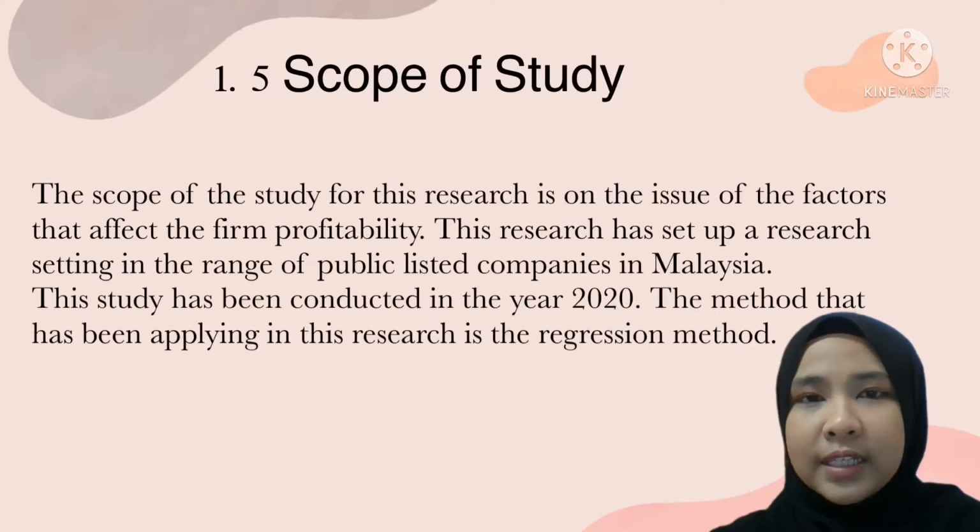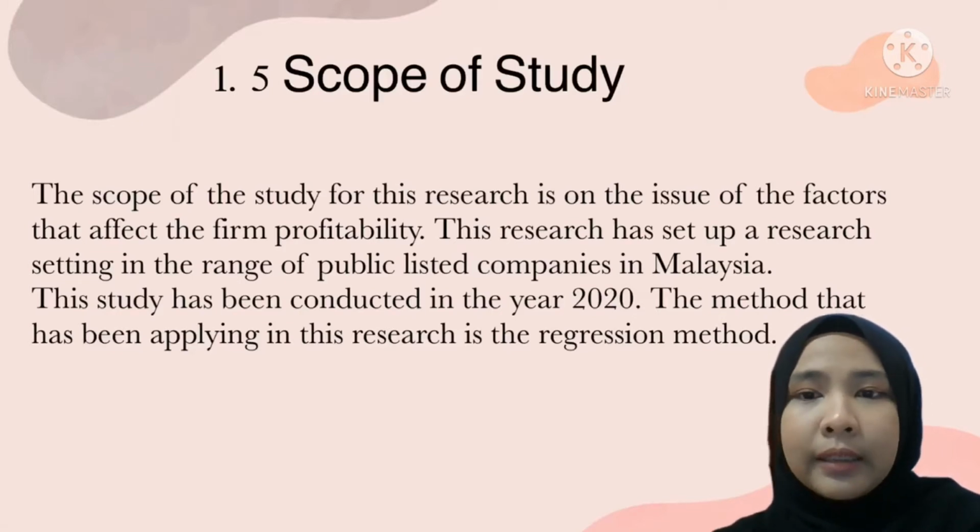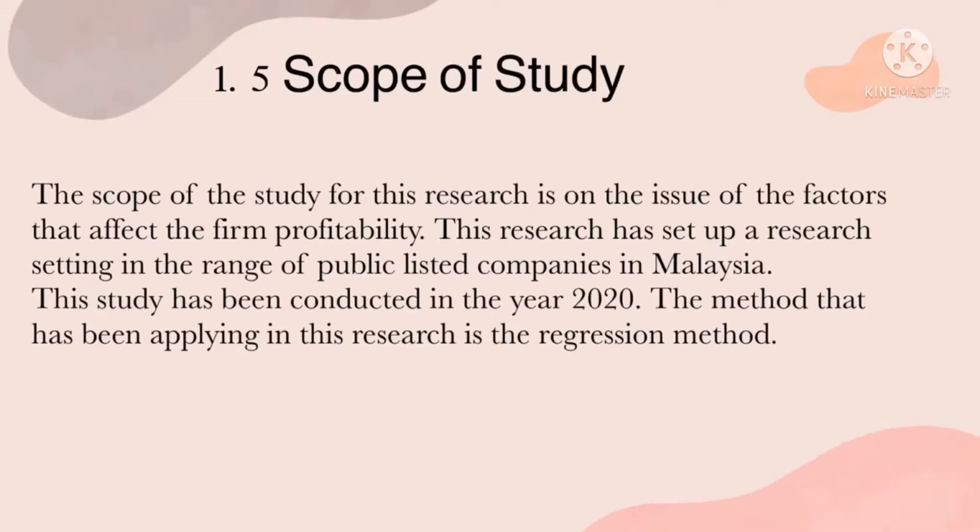The scope of the study for this research paper is about the issue of the factors that affect the firm profitability. This research has set up a research setting in the range of public listed companies in Malaysia. This study has been conducted in the year of 2020. The method that has been applied in this research paper is the regression method.